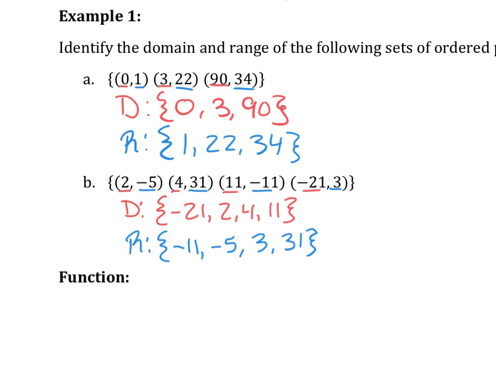If a number occurs twice, so if you have two of the same x values or two of the same y values, you don't have to write it multiple times. You just have to write it once. So you're just listing the different numbers that occur in the domain and the different numbers that occur in the range. So you don't have to list a number twice if it occurs twice.